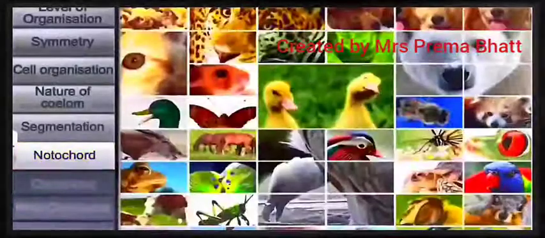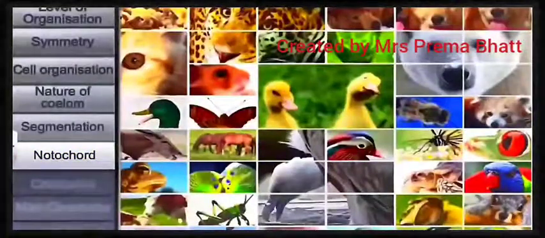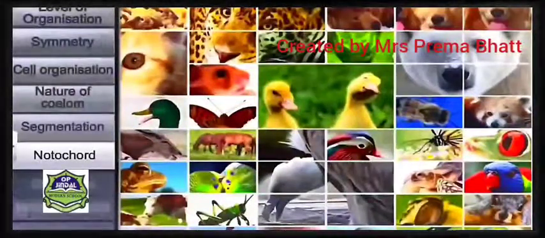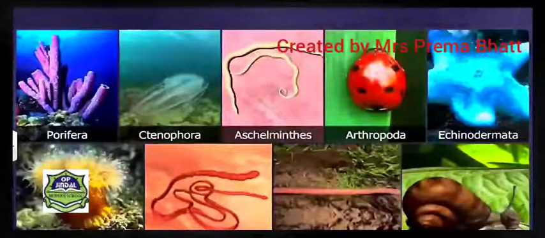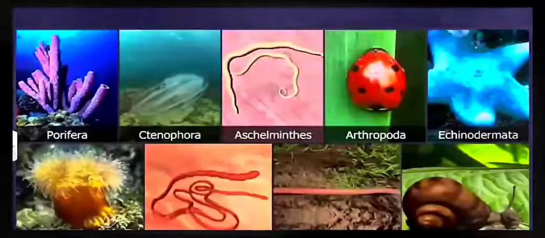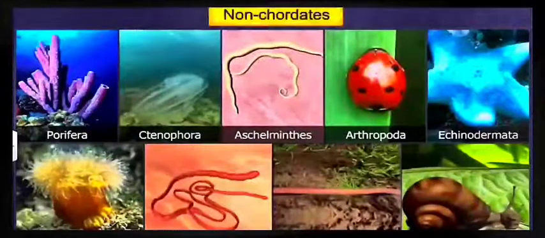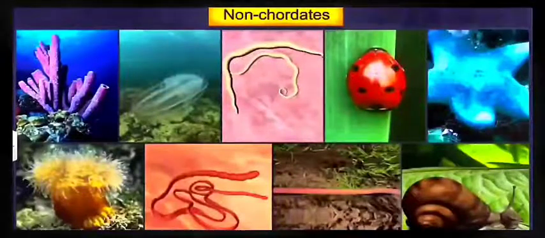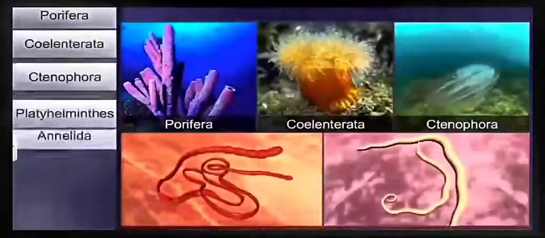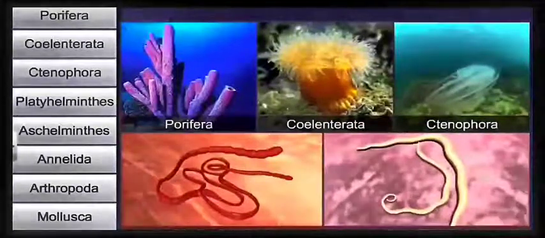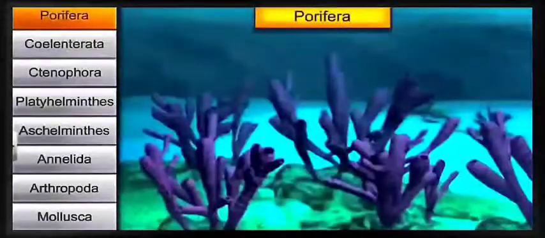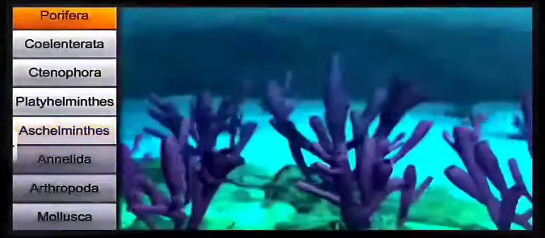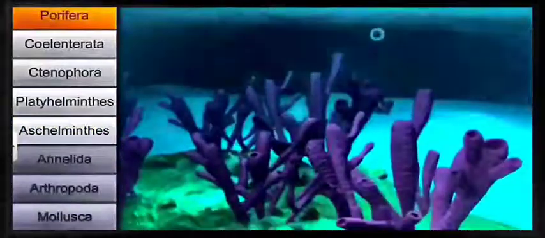In the last lecture, we studied about various criteria for classifying kingdom Animalia. In today's lecture, we will be studying about different non-chordate phyla. These are all non-chordate phyla. In today's lecture, I will be giving the explanation of the non-chordate phyla from Porifera till Aschelminthes. So let's start. The first phylum is phylum Porifera.